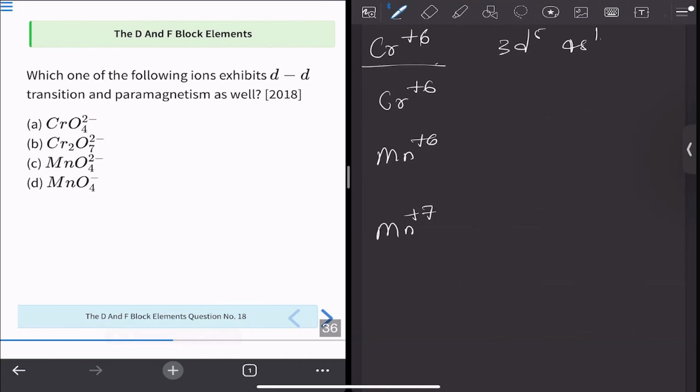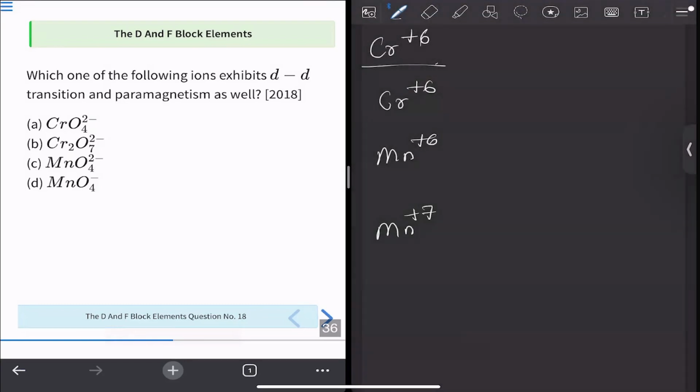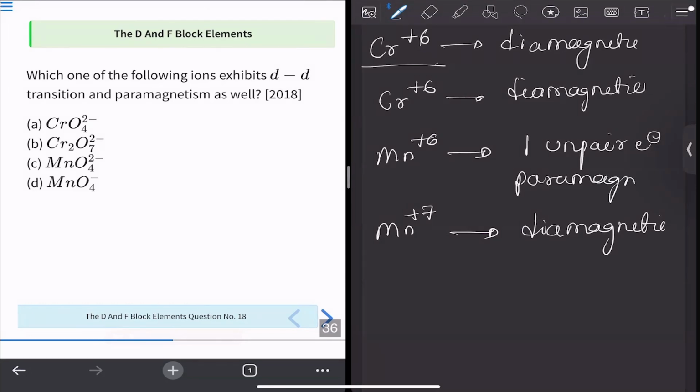So in the plus 6 state of the chromium, there will be no electrons. So it will be diamagnetic in nature. So it will also be diamagnetic in nature. Plus 7 state of manganese, there will be no unpaired electrons. So it will be diamagnetic in nature. So in the case of manganese plus 6, there will be one unpaired electron left. So it will be paramagnetic in nature. Okay, it will be paramagnetic in nature.